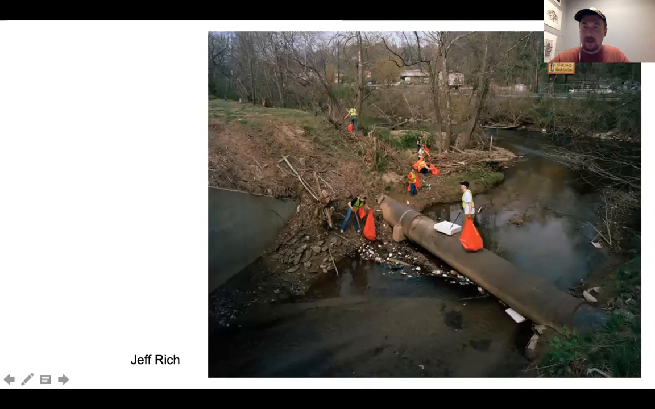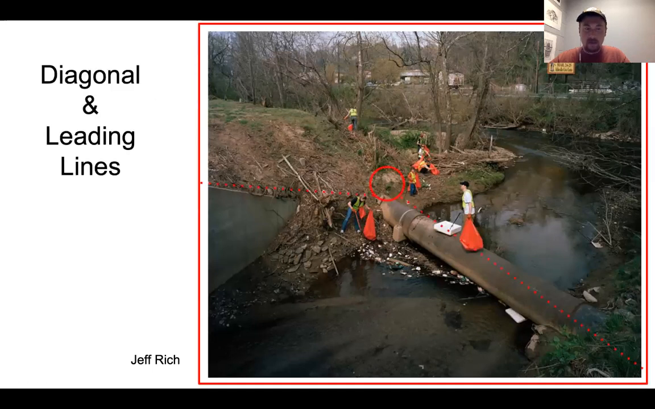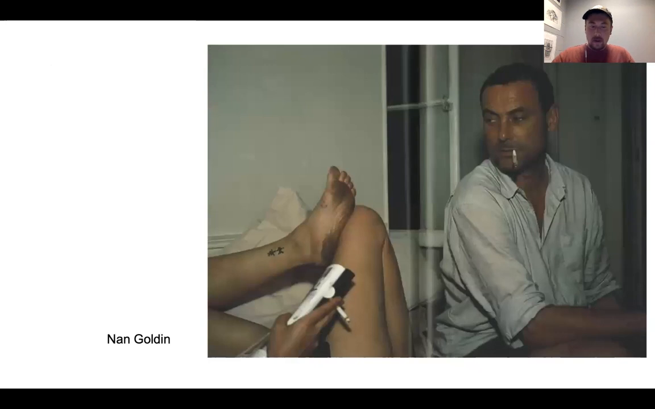Here's another image by the photographer Jeff Rich. What's happening here? Diagonal and leading lines. So you have this pipe and then also the embankment meeting into the middle. And the people in the middle are also the anchor point for this cleanup that's happening in the stream. So here's an image by Nan Goldin.